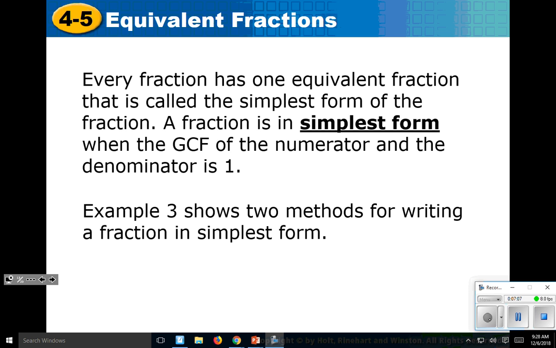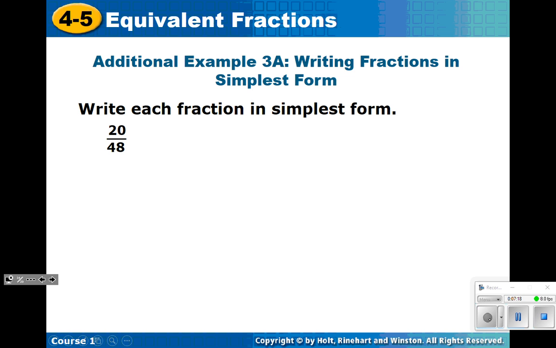In the past, what we've done to reduce is we've divided. And we want to divide by the greatest common factor. So when you have this, it says write each fraction in simplest form, we would divide. A lot of you will look at this and go, well, let's divide by 2 because it's even, which is cool. So you divide it by 2, divide by 2, and you end up with 10 over 24. Some of you would stop there. But that is not simplest form.